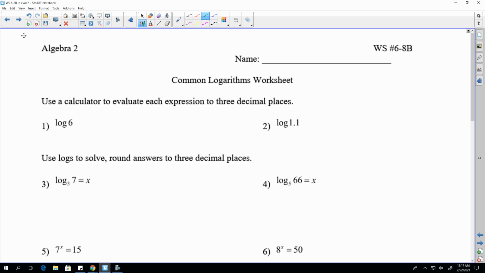0.778. Looks like we're getting a couple of the same things. Good. So that's just simply typing in the calculator. Second one, log of 1.1 should get us very, very small. Yep, 0.041.